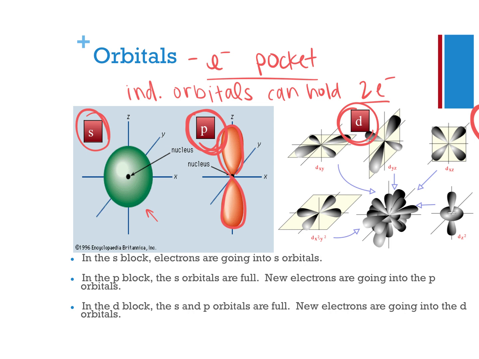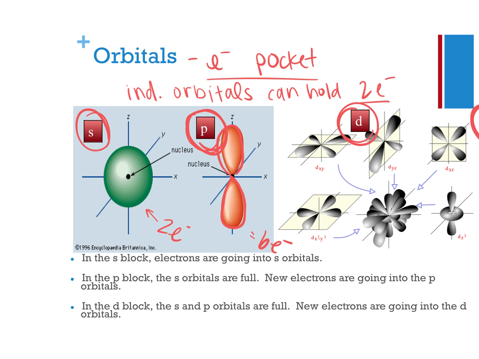There are 3 versions, and they can each hold 2 electrons. So 3 times 2 is 6 electrons. So a total of 6 electrons. This one holds a total of 2 electrons because there is only one version of the s orbital. Okay? Let's move into the next category.